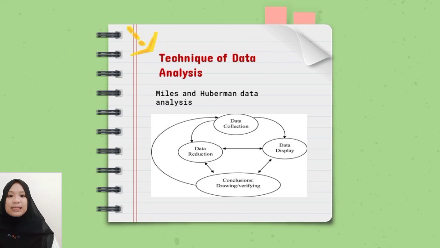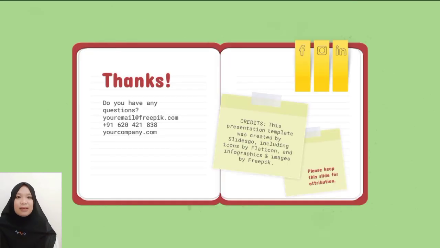The last is technique of data analysis. The technique of data analysis that we'll use is Miles and Huberman data analysis. The steps of Miles and Huberman data analysis are: the first is data display, the second is data reduction, and the last is conclusions. I think that's all.